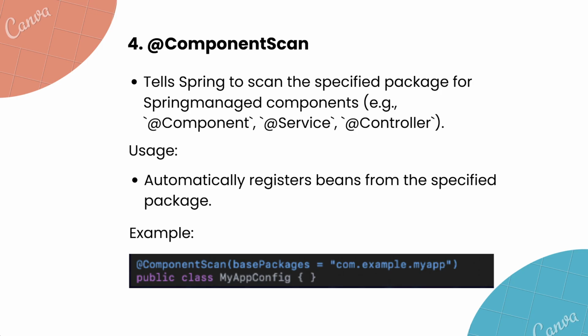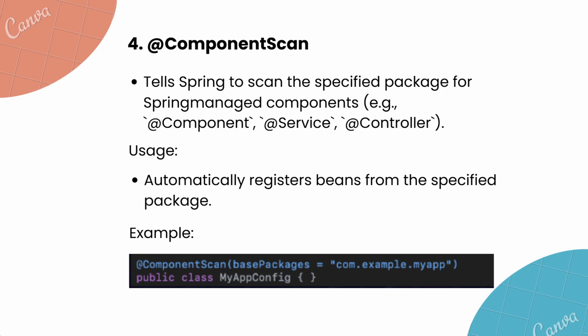Practical output. If the following classes exist in the com.example.myapp package, product service annotated with at service, product repository annotated with at repository, product controller annotated with at controller, Spring will detect and manage these components automatically when you define at component scan, that is base packages equals com.example.myapp. You can then inject these components wherever needed using at autowired.